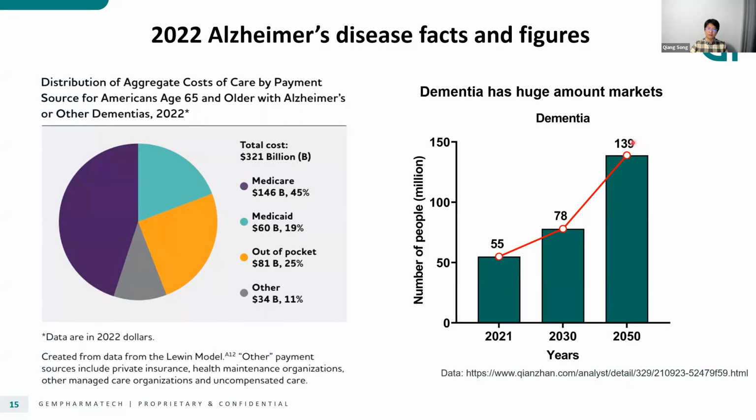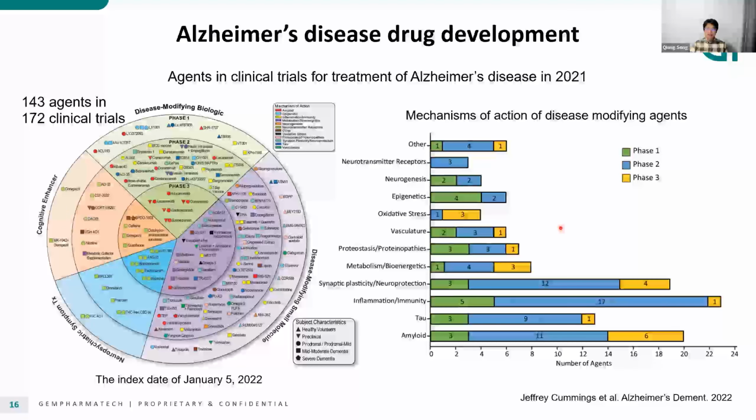a lot of people have the dementia phenotype. So dementia is a very huge market for industrial drug development studies. And Alzheimer's disease is one of the most common dementia diseases in the world. So AD drug development is a hot research field in scientific research and industry.